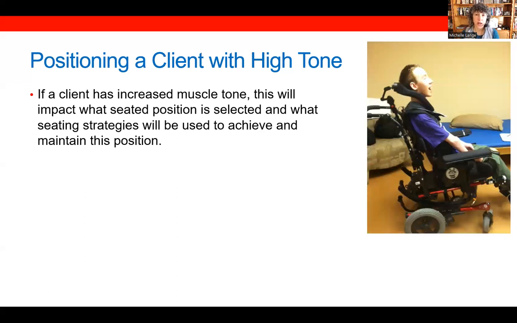So positioning a client with increased tone. If a client has increased muscle tone, this is going to impact what seated position is selected by the wheelchair seating team and what strategies are then used to achieve and maintain that position over time.